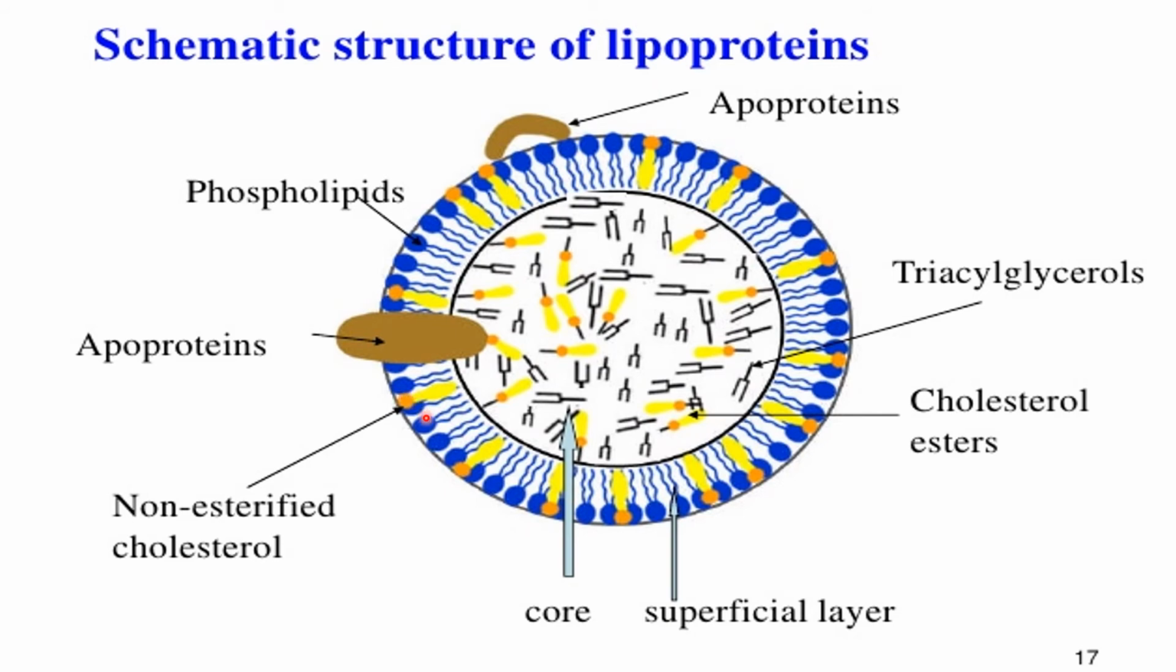So this hydrophilic membrane part is mainly composed of these proteins, apoproteins, and cholesterol, and you know that free cholesterol is again an amphipathic molecule because of the hydroxyl group at carbon number 3. And these apoproteins make the lipoproteins water soluble so that they can be transported in the circulation.